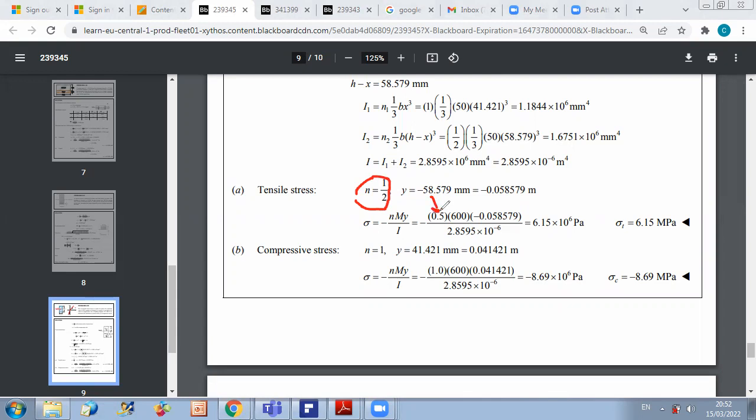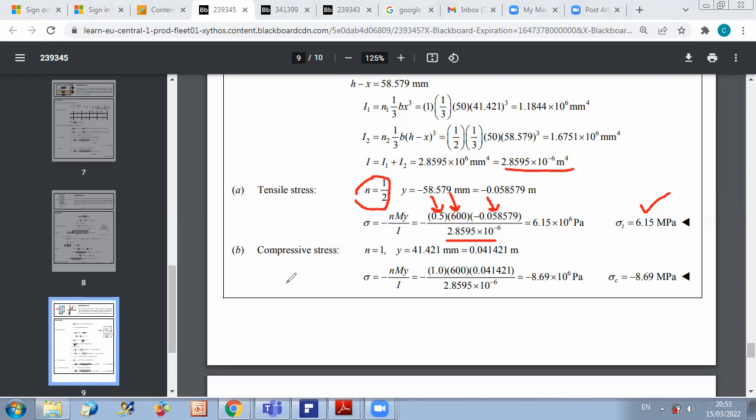N is half. The bending moment applied here is given to be equal to 600 Newton meter. The value of y, as we discussed, is the distance from the neutral axis to the bottom level, and it's negative because the tension is taking place below the neutral axis, since we have a positive bending moment, over the inertia of the modified section that we calculated together. And then we can determine the maximum tensile stress to which my beam is subjected.